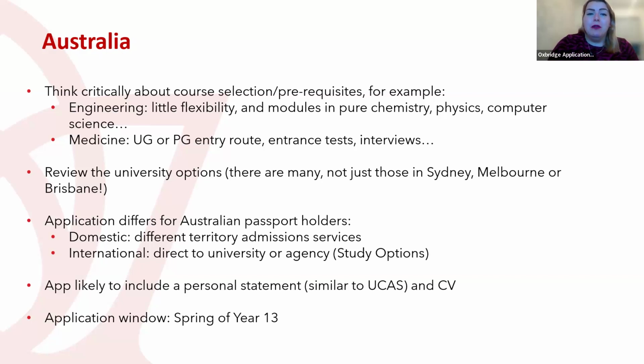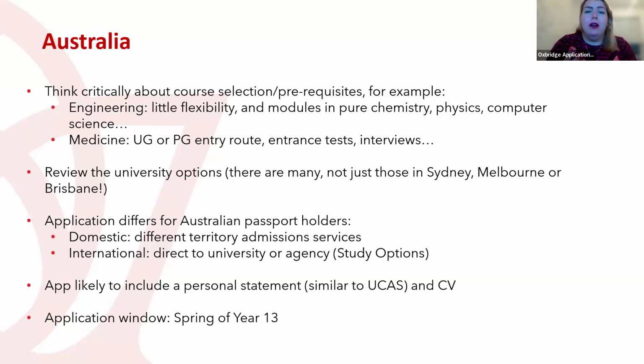It's important to also be aware of the different application processes depending on your residential status. If you're interested in Australia, then of course we as a team in A-List can speak with you on an individual basis about this. But if you are a holder of an Australian or New Zealand passport, you should be able to apply as a domestic student, which means you apply to the territory or regional UCAS versions. Whereas if you're an international student, you either apply directly to a university or an agency.